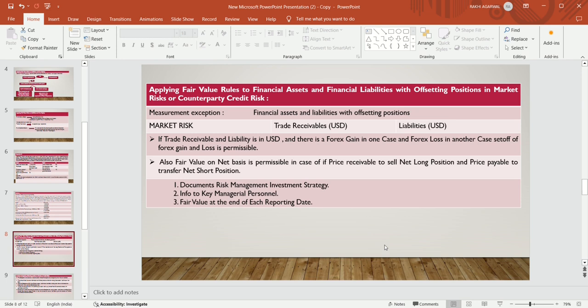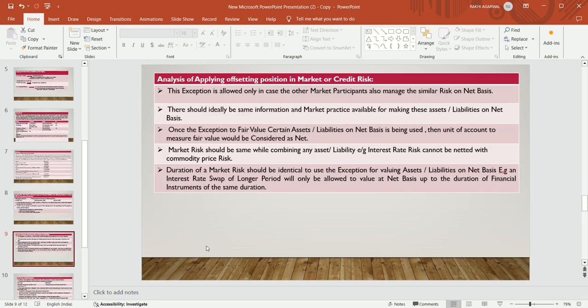So, documented risk management and investment strategy is there, information to key managerial personnel, fair value at the end of each reporting day. Now, analysis of applying offsetting positions in the market and credit risk. What analysis will we do while offsetting positions in the market or credit risk? This exception is allowed only in case the other market participants also manage the similar risk on a net basis. Means offsetting is only allowed if the market participants also manage the similar risk on the net basis. There should ideally be the same information and market practice available for marking these assets and liabilities on a net basis.